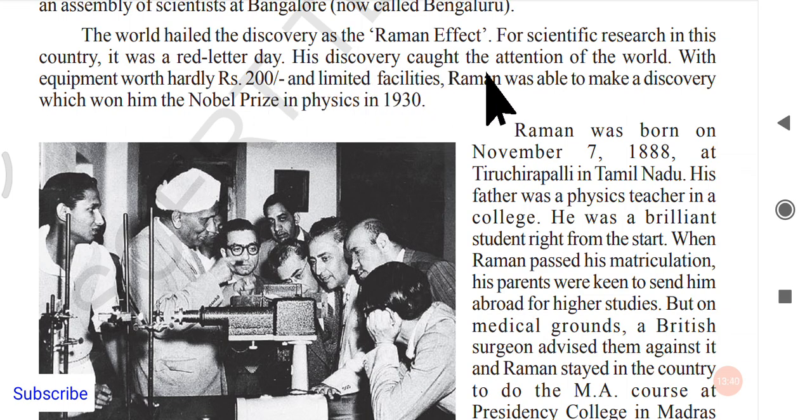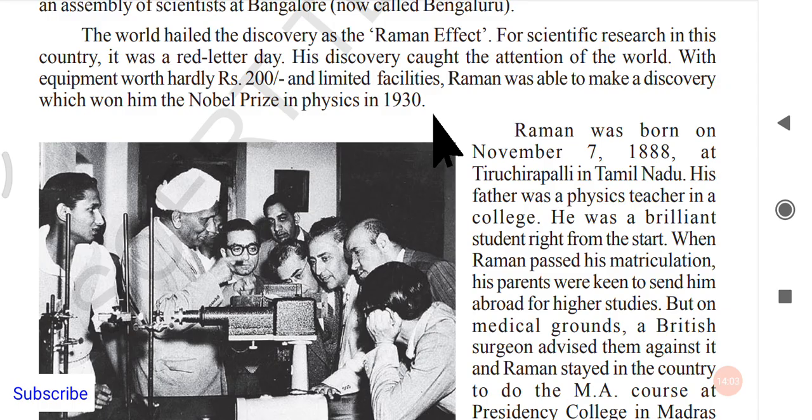So his discovery caught the attention of the world, in the sense all the scientists in the world, all the people doing research in this area, started to look at C.V. Raman. So with equipment worth hardly 200 and limited facilities, Raman was able to make a discovery which won him the Nobel Prize in Physics in 1930.